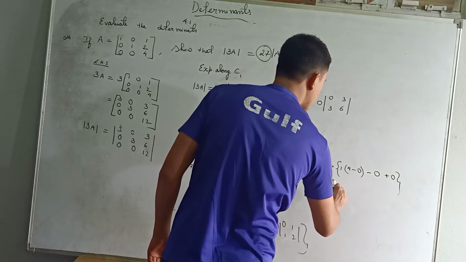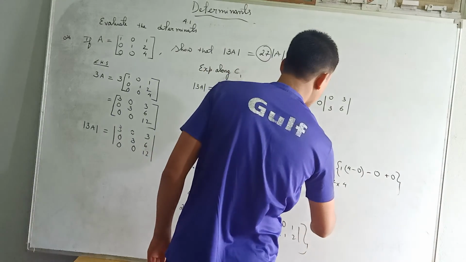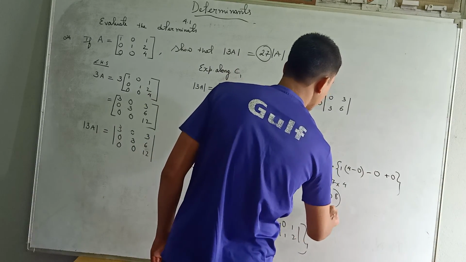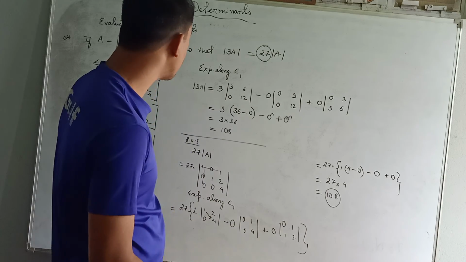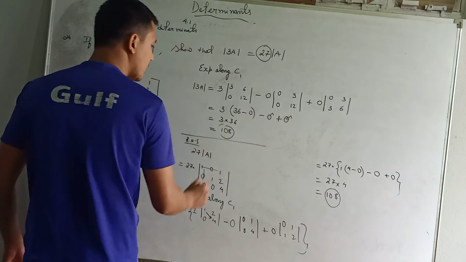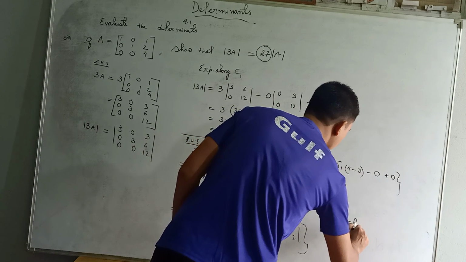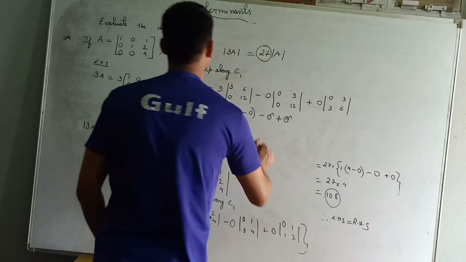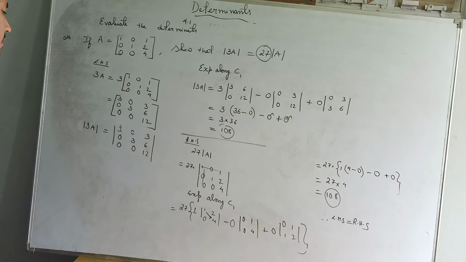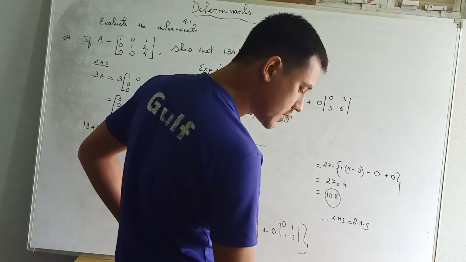So this is 27 times 4. 4 7s are 28, carry 2, 4 2s are 8, 10... so the result is 108. So your result on the right hand side is 108. The result on the left hand side is also 108. Therefore, left hand side is equal to right hand side. Hence, the given condition has been verified. Alright? So you can start solving the entire questions of this exercise.